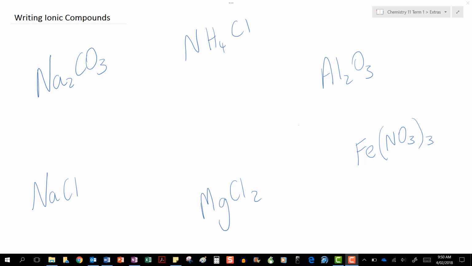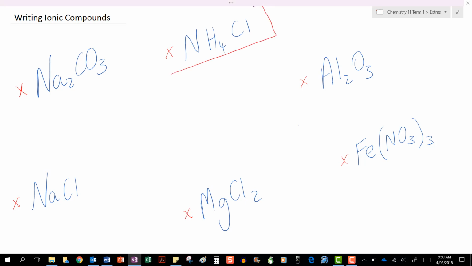This video is about writing the formula for ionic compounds. On the screen at the moment we can see several different ionic compounds. Here we have sodium carbonate. This is sodium chloride, magnesium chloride, iron nitrate, aluminium oxide, and ammonium chloride.